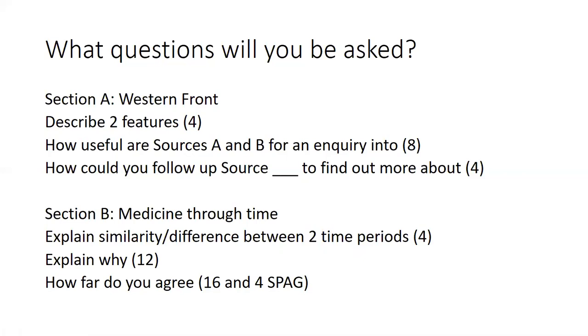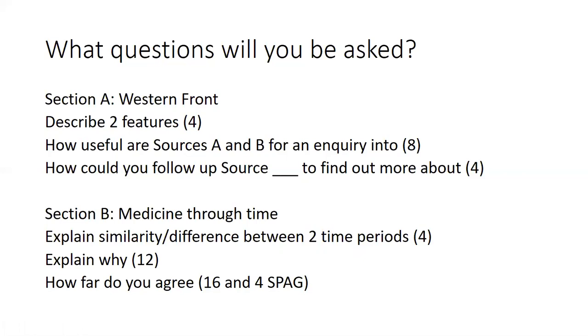The Western Front section you should only spend 15-20 minutes on, 20 minutes probably being the better time. The Medicine Through Time section is the heavier weighted section, so it's important that you give yourself a good 55 minutes to do this section. It's made up into 3 questions.